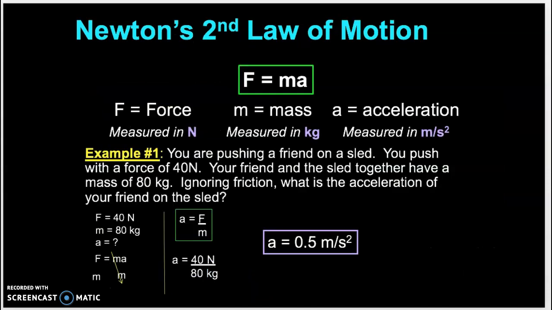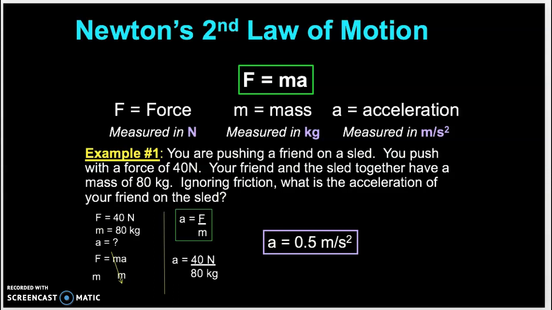So we're going to be able to calculate this. Your formula is force equals mass times acceleration. We know that force, the symbol is F, mass is M, and acceleration is A. Your unit for force is newtons. Your unit for mass is kilograms, and your unit for acceleration is meters divided by seconds squared.